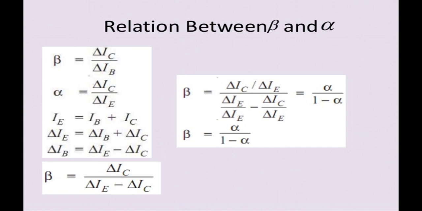Alpha is the rate of change of collector current to the emitter current, and beta is the rate of change of collector current to the change in base current. Okay, so beta is the change in collector current to the change in base current, and alpha is the change in collector current to the change in emitter current. We already know IE is equal to IB plus IC.